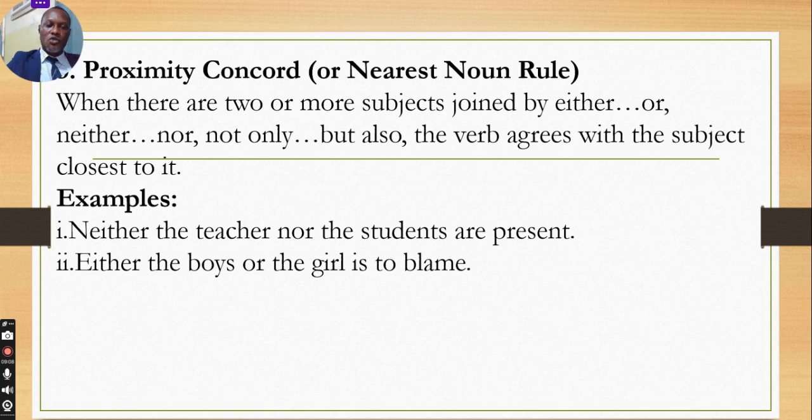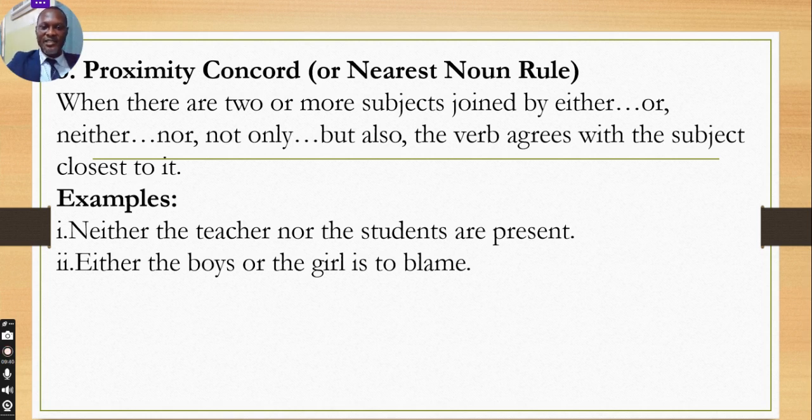Incorrect. So, number two, either the boys, plural subject, or the girl, singular subject. We have two subjects in that place, the boys, plural, and the girl. So you wouldn't say, because you have the boys and the girl, you must use are. No. The law of proximity, or nearest noun rule, says the one that is close to the verb determines what type of verb you use.